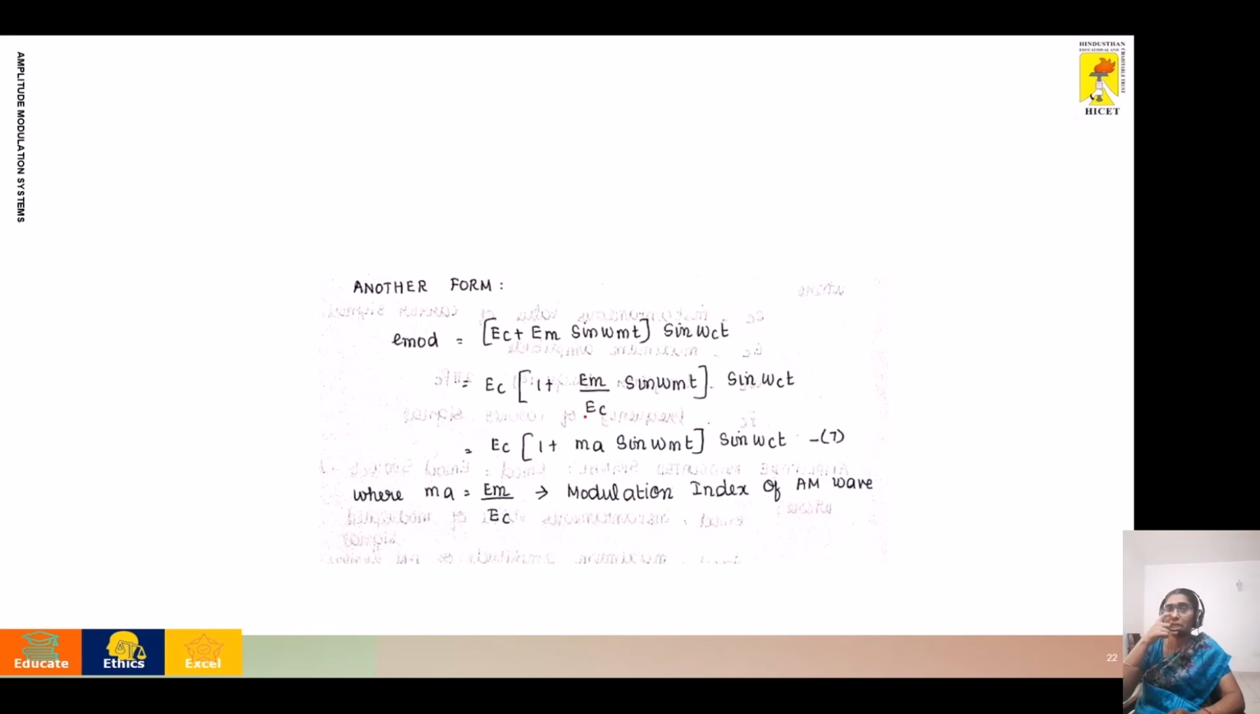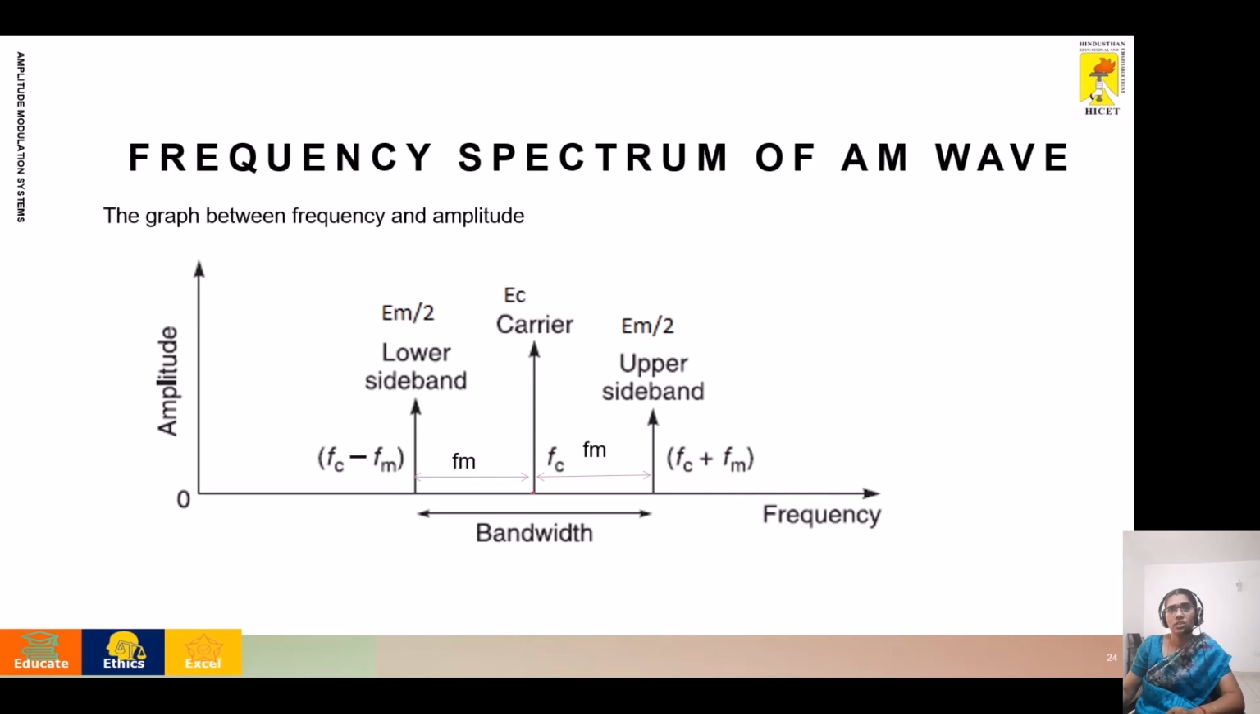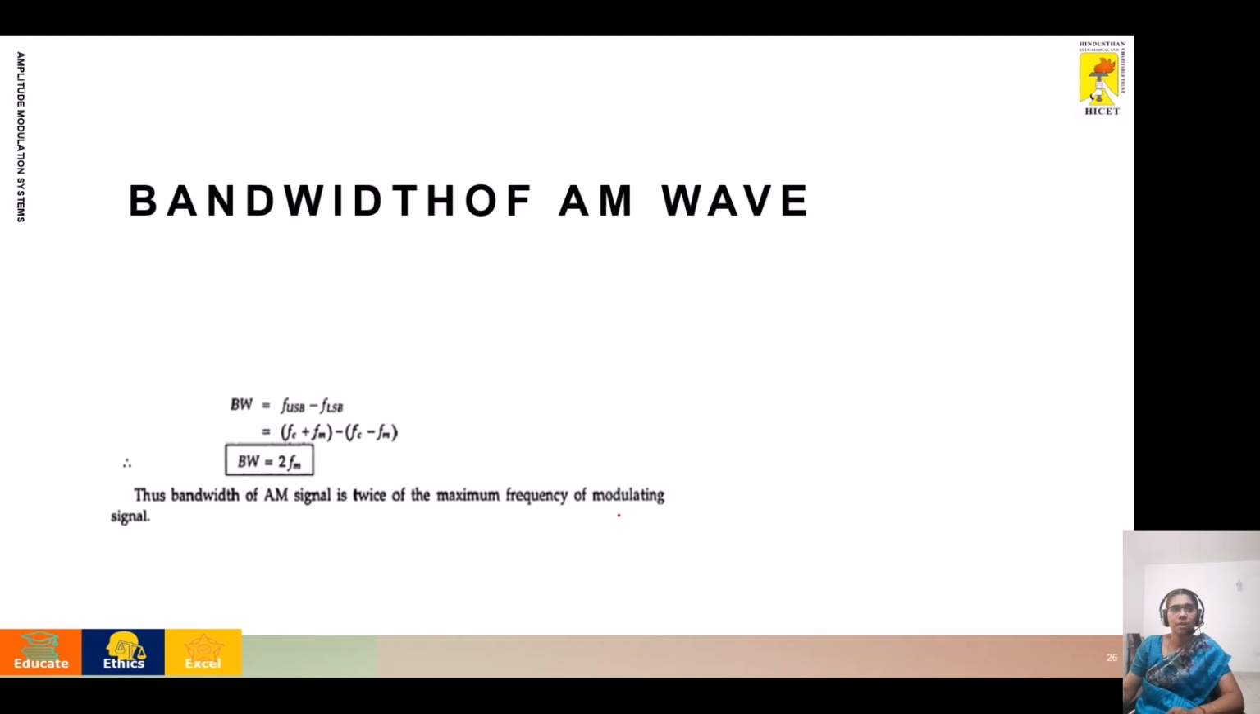You can represent it in another form like this. If you take Ec outside, you will get Em by Ec into sin omega m t. This Em by Ec is called the modulation index. Modulation index is defined as the ratio of Em by Ec. A sideband is the band of frequencies lower and higher than the carrier frequency. So this is the carrier, this is the lower sideband Fc minus Fm, and this is the upper sideband Fc plus Fm. The bandwidth required for transmission of this AM wave is the upper sideband minus the lower sideband, which gives you 2 Fm. This AM wave is called double sideband full carrier.